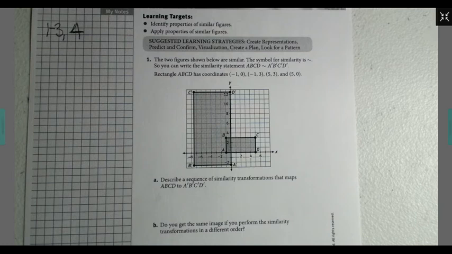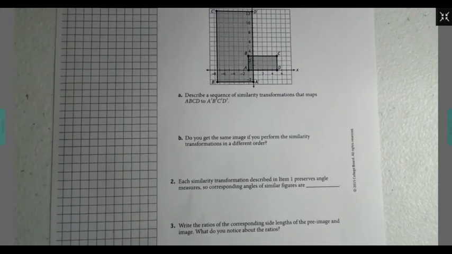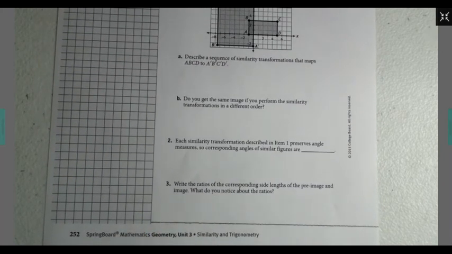A. Describe a sequence of similarity transformations that maps ABCD to A prime, B prime, C prime, D prime. B. Do you get the same image if you perform the similarity transformations in a different order? 2. Each similarity transformation described in item 1 preserves angle measure, so corresponding angles of similar figures are blank. 3. Write the ratios of corresponding side lengths of the pre-image and image. What do you notice about the ratios?